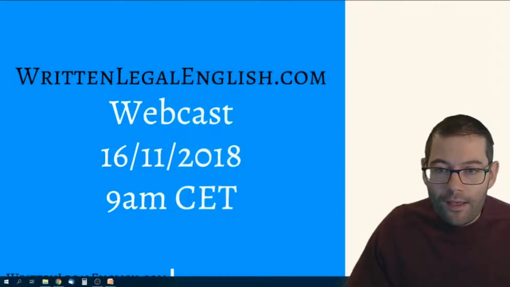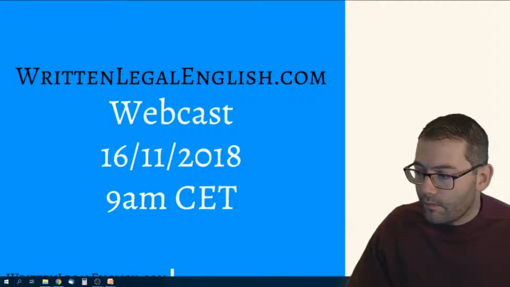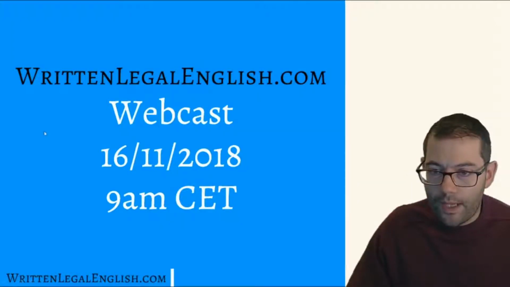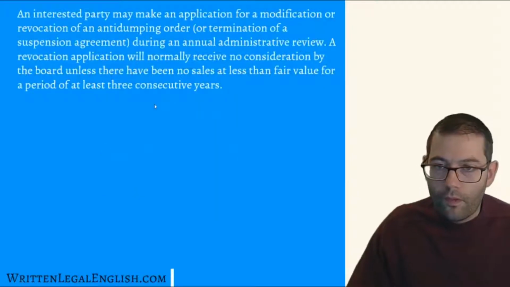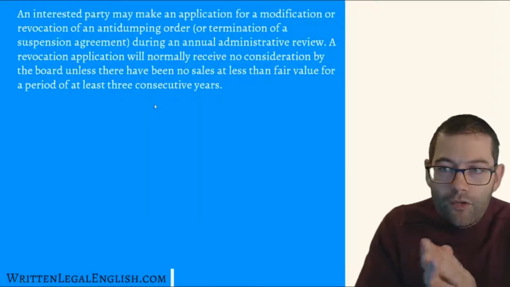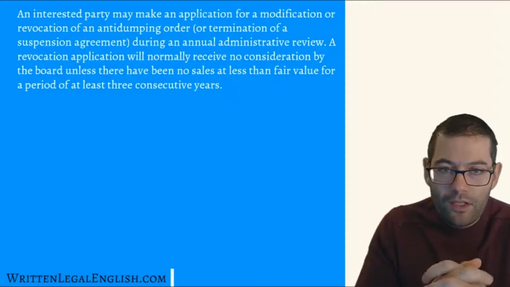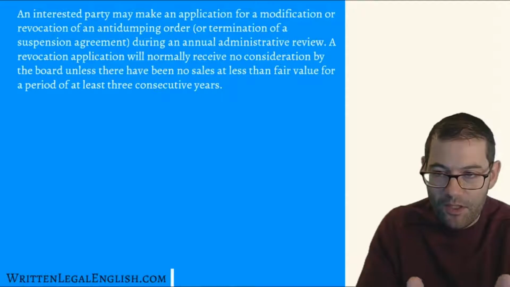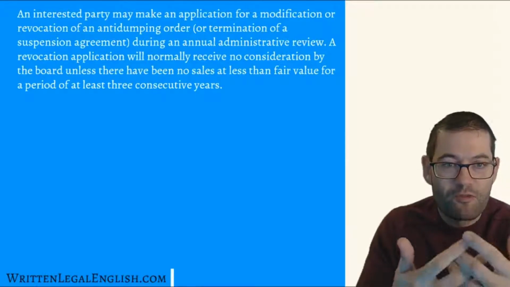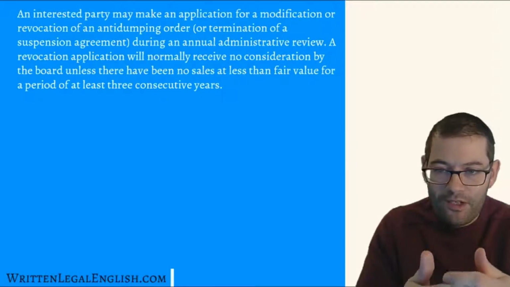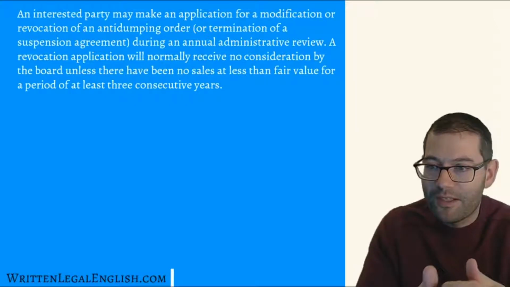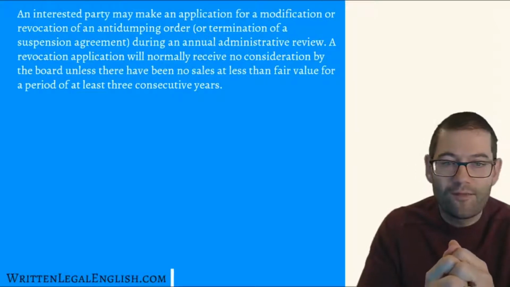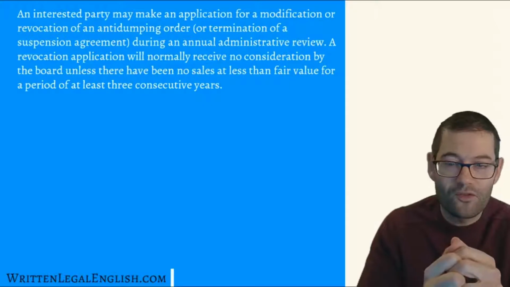So I asked you to have a look at three sentences today, and let's have a look at the first one. An interested party may make an application for a modification or revocation of an anti-dumping order or termination of a suspension agreement during an annual administrative review. A revocation application will normally receive no consideration by the board unless there have been no sales at less than fair value for a period of at least 3 consecutive years.